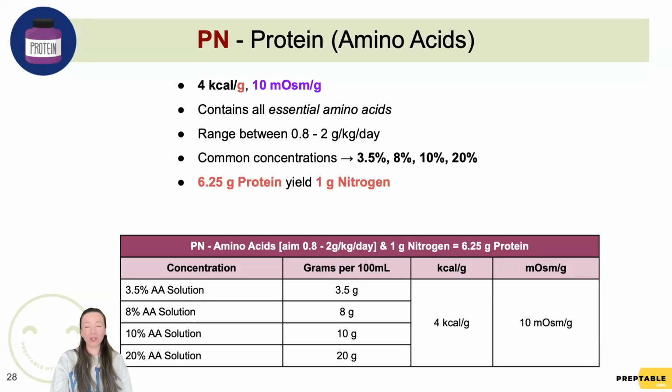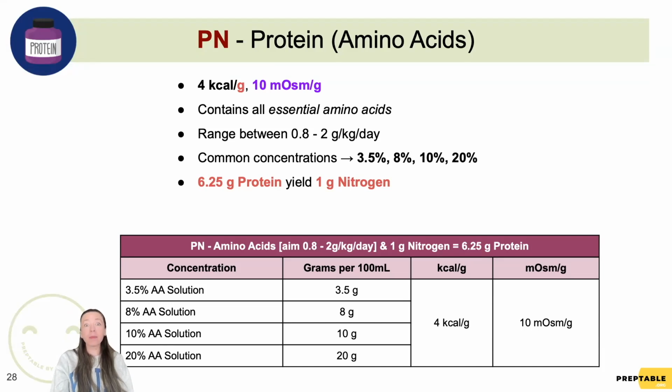Let's explore the key points about protein now. First off, protein is just slightly more energy dense than carbs in PN, providing about 4 kcals per gram. This is the same as enteral nutrition. Secondly, proteins in PN solution contribute to osmolarity as well, and they typically have an osmolarity of 10 milliosmoles per gram, also higher than carbs.